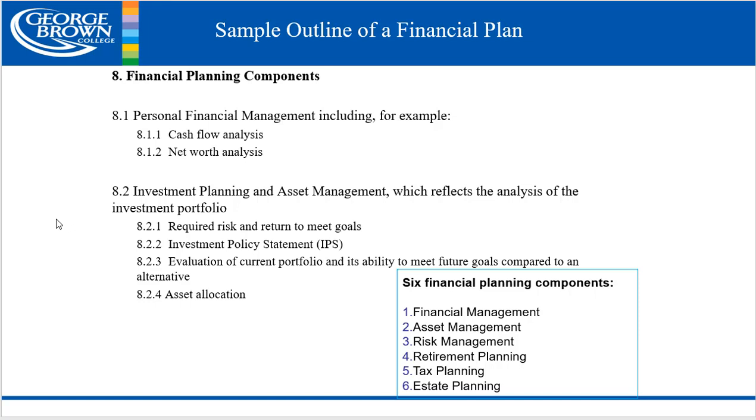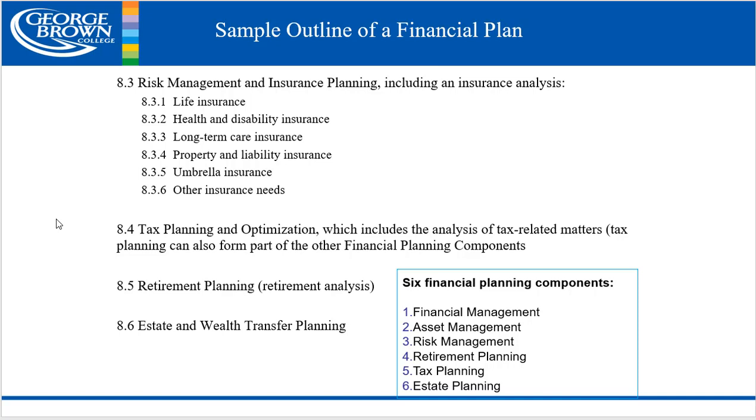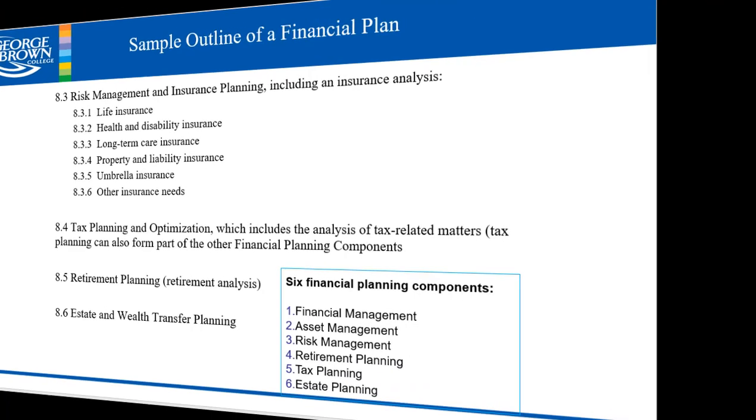A quick little brief recap of the investment policy statement, evaluation of the current portfolio, perhaps a recommendation on some changes, and the asset allocation. Moving to the risk management and insurance planning, then we're looking at the life insurance, health and disability, long-term care, property and liability, umbrella, other, perhaps business insurances. Next section, tax planning and optimization, followed by retirement planning and estate and wealth transfer planning. And indeed, we have a video for each of those 6 financial planning components.